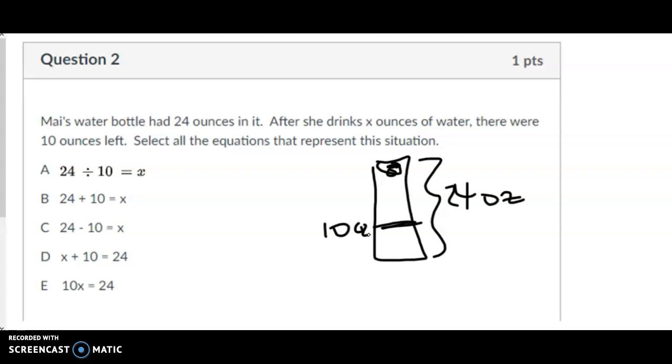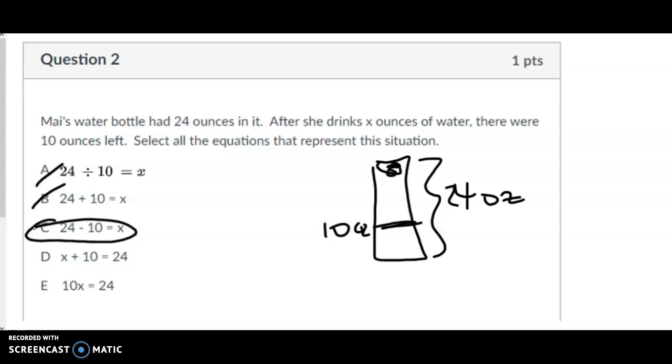So if I can look at 24 divided by 10, I'm not splitting things up. So that's not one. 24 plus 10, well, that would be if I'm taking the water bottle and adding more water to it. I'm not doing that. But I am subtracting 24 minus 10 to get to know, like, how much did I drink? So yes, C is a good choice.